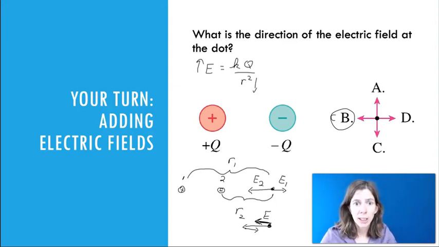I strongly encourage you to pick other points and to find the electric field direction at those other points. So I'll leave a question for you to answer in the comments. What if we had picked a point right here in the middle, in between the two charges? Which way would be the net electric field? I hope to see your answers in the comments below.